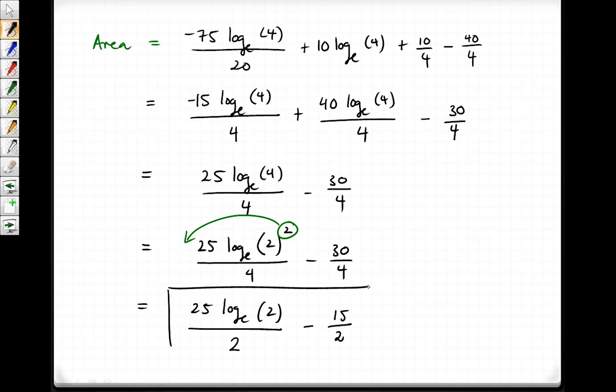And that's the final answer for this very tricky question that only 7% got. Only 7% got this answer. So don't feel too bad if you couldn't get all the way to the end, but hopefully you could pick up a few of the marks for this question.